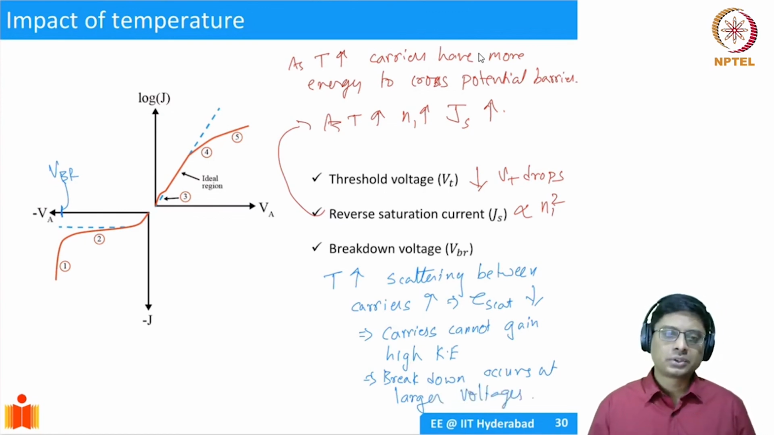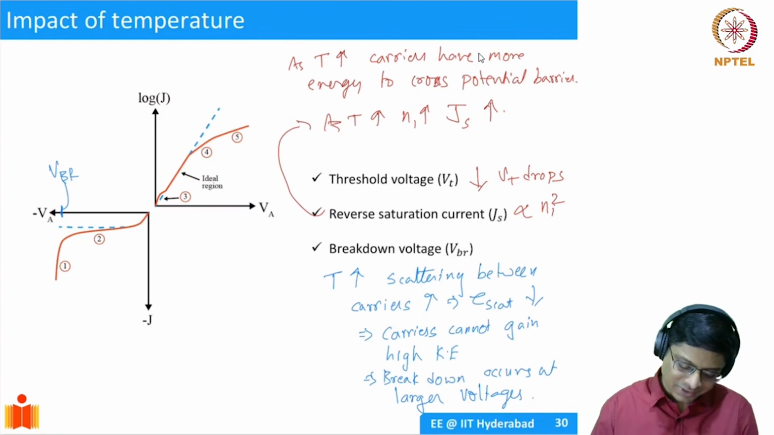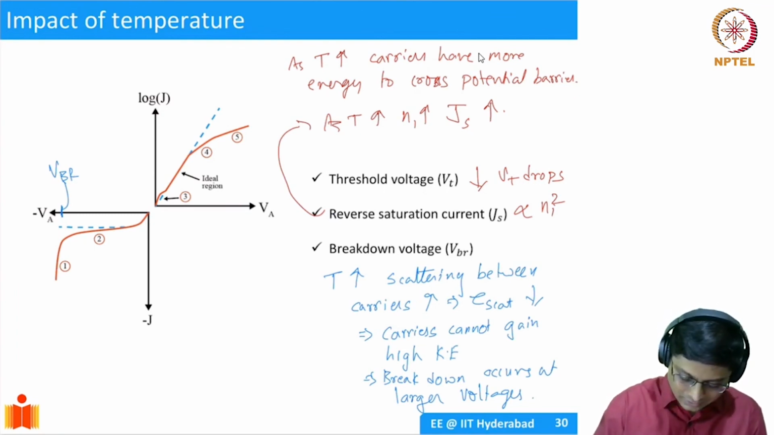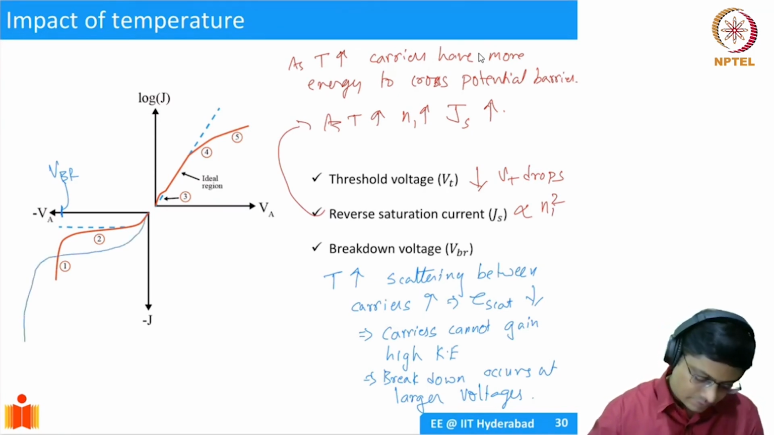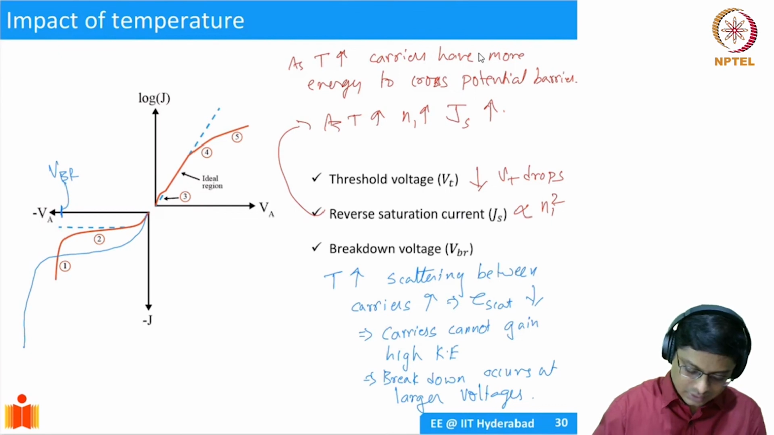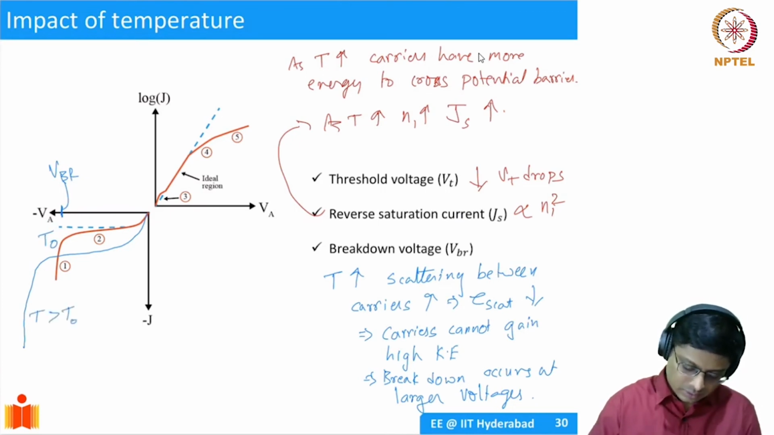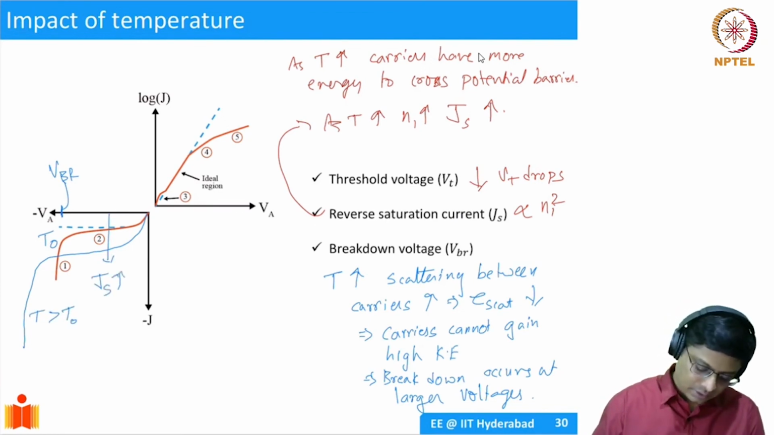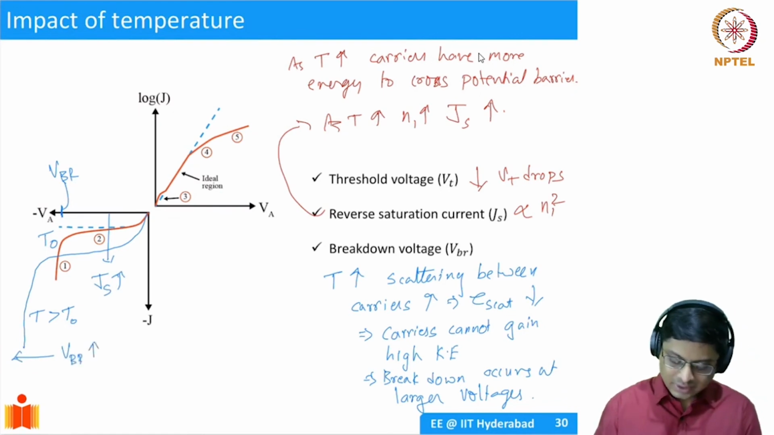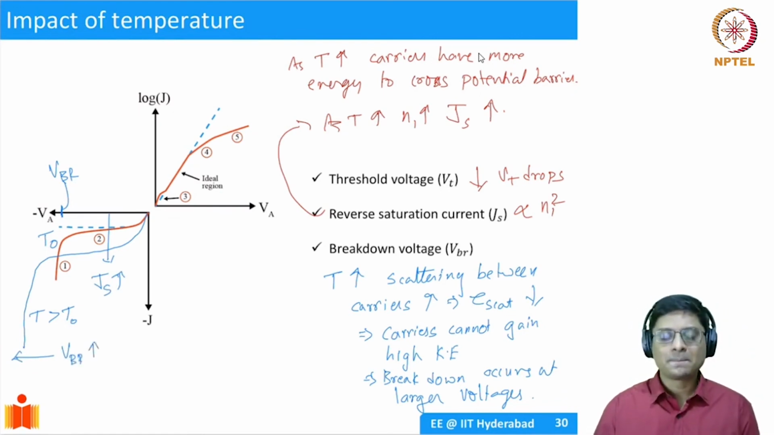In this picture it's difficult for me to show the VT, but in the reverse bias, if your temperature increases, the curve will look something like this. If this orange curve was T naught, and this is T greater than T naught, Js increases, VBR increases, VT reduces.